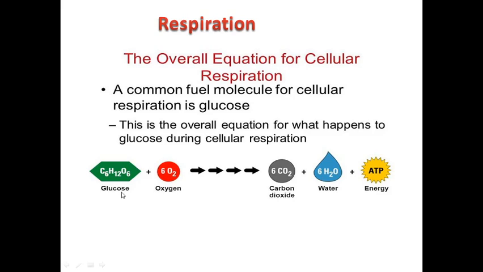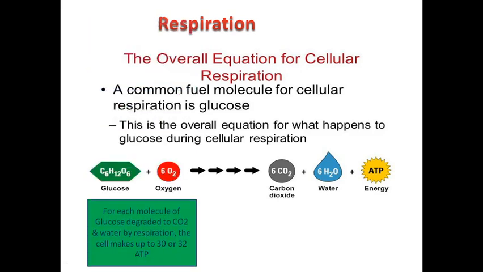Here is the overall reaction of respiration. When one molecule of glucose combines with 6 molecules of oxygen, it liberates 6 molecules of carbon dioxide plus 6 molecules of water and energy in the form of ATP. It has been seen that the complete oxidation or complete degradation of the glucose molecule releases 30 or 32 ATP. A cell makes 30 or 32 ATP when glucose is degraded to carbon dioxide and water by respiration.